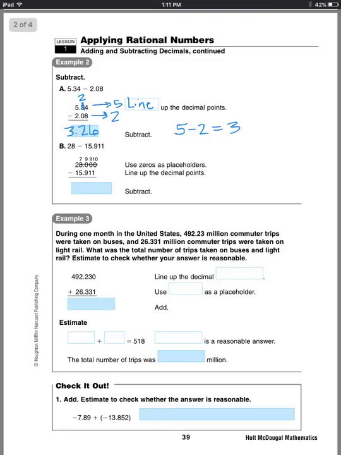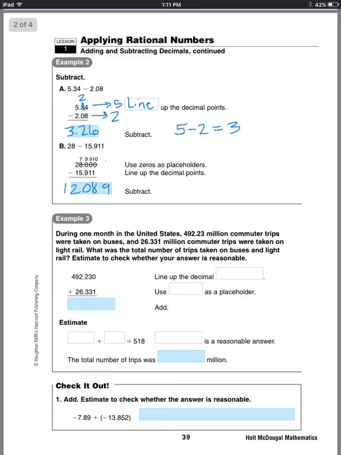Okay. B, we're going to use zeros as the placeholder for 28, because the 15 goes out to the thousandths place. We want 28 to go out to the thousandths place. So we follow the 28 with .000. We line up the decimal places, and then they've already borrowed for us. So 10 minus 1 is 9. 9 minus 1 is 8. 9 minus 9 is 0. 7 minus 5 is 2. And then 2 minus 1 is 1.